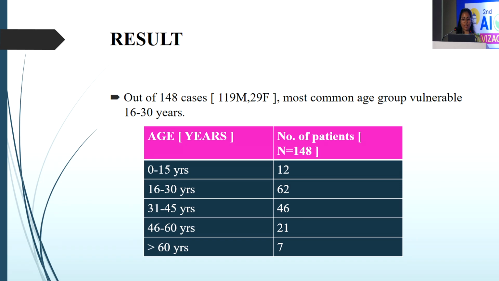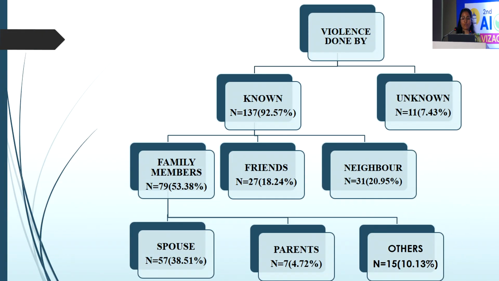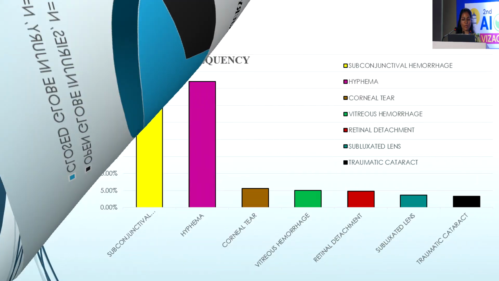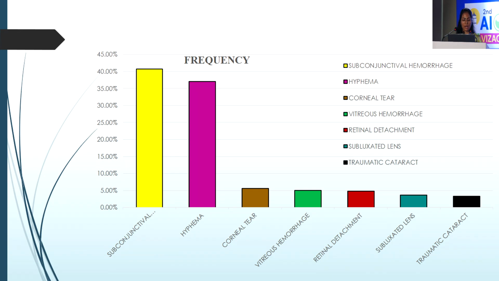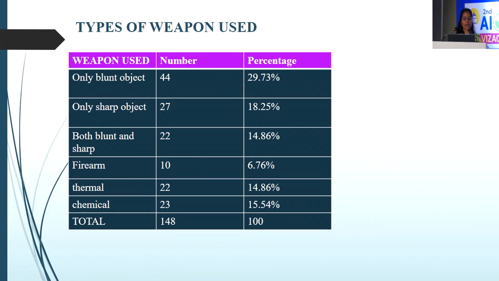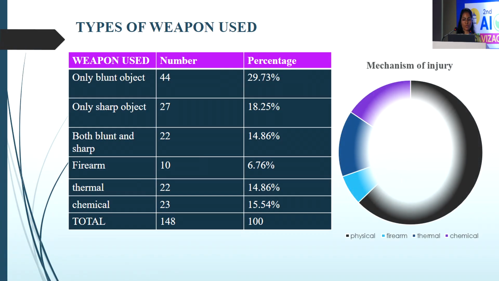The most vulnerable age group is 16 to 30 years. Violence is mainly done by known persons, in which family members are more common than friends and neighbors, and among family, spouses are more common than parents and others. Closed globe injury is more common than open injury. Subconjunctival hemorrhage and hyphema are more common, whereas traumatic cataract is less common. The type of weapon most commonly used is a blunt object.